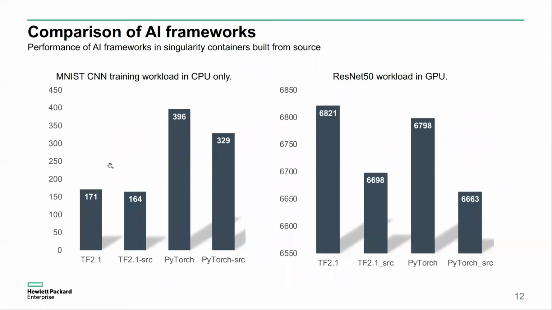Here, we show the performance of AI frameworks that are custom built from source and optimized for x86 and NVIDIA GPUs. The left shows the time taken to train 10 epochs of the MNIST CNN network on a CPU, and the right shows the average time taken to train one epoch of the ResNet 50 network on a single GPU. For TensorFlow 2.1, we get a slight improvement, whereas for PyTorch, we get almost 17% speedup for MNIST. For GPU running ResNet, we get only 2% improvement. We are confident that this can be further improved.